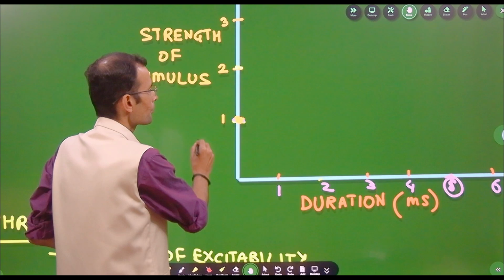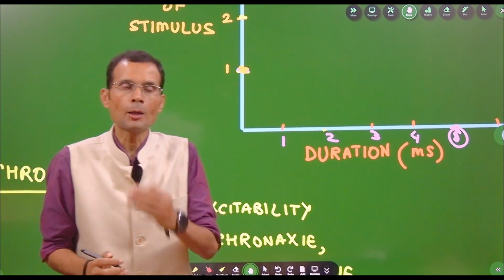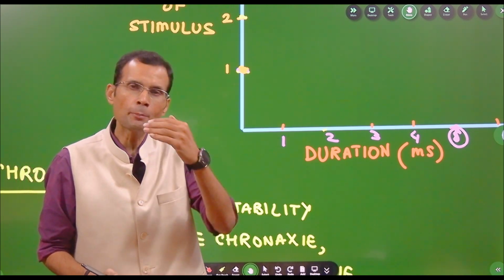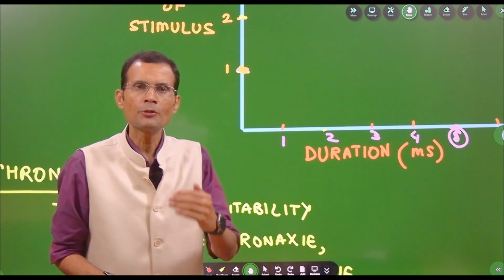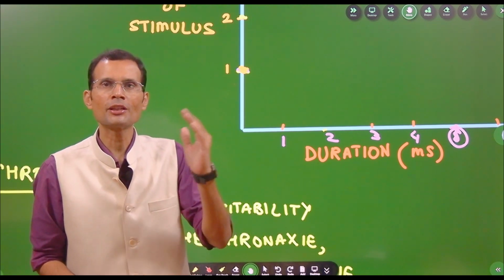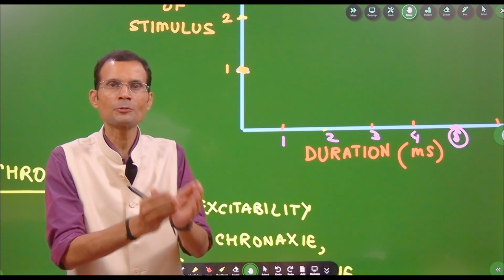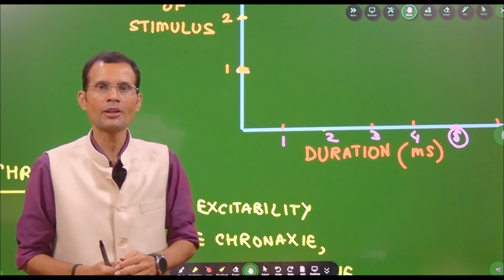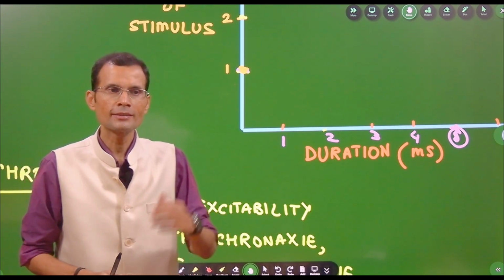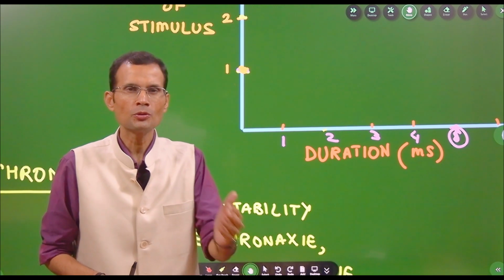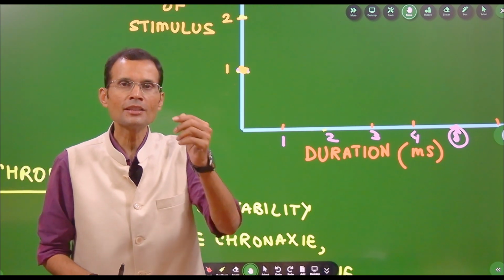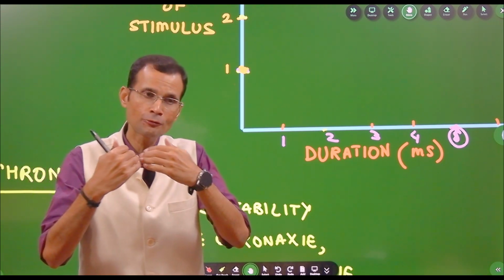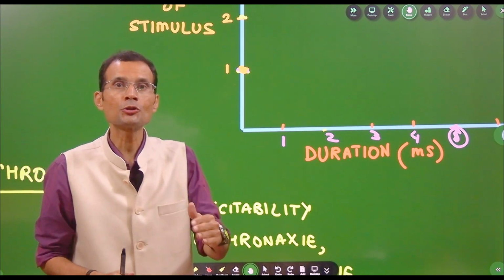Now let's see here, we start applying the stimulus of various intensities. We start with a very minimal stimulus strength and we apply it for quite a duration. We see whether the tissue is responding or not. Tissue does not respond. Then we slightly increase the stimulus strength, pass it through the tissue, see if the tissue responds. Tissue did not respond. Then we slightly increase the stimulus strength. Now at this stimulus strength and we passed it for some amount of time, the tissue responded.